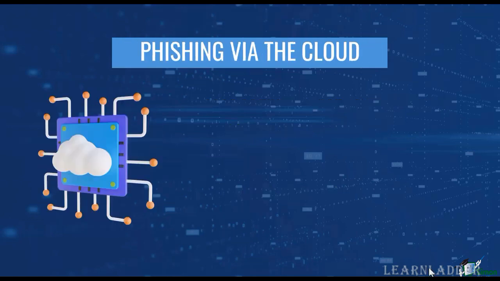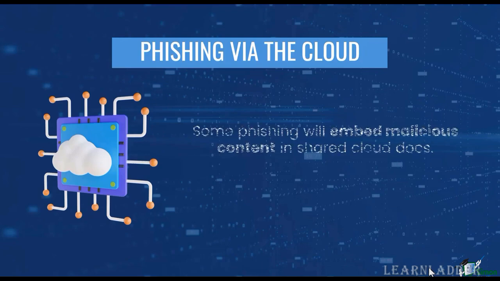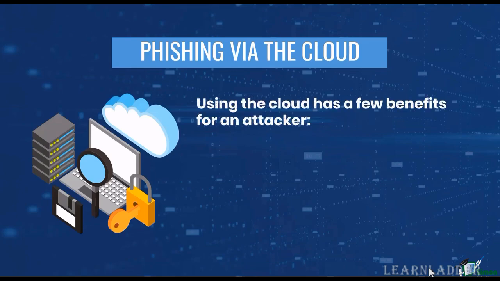As a result, some phishing emails will embed malicious content in a shared cloud document. It could be a link in that document or a pointer to malicious content. Using the cloud has a few benefits for an attacker. One of these is the ability to avoid or evade email scans. Often, an email scanner will focus on only the email. If there's a shared cloud document, it won't touch that document. That means you could send a perfectly benign email sharing a malicious document, which might slip past the email scanner.